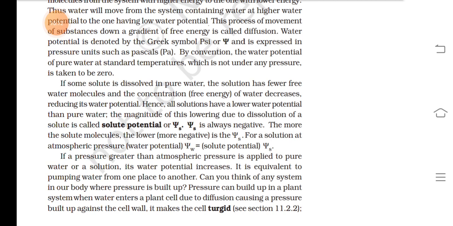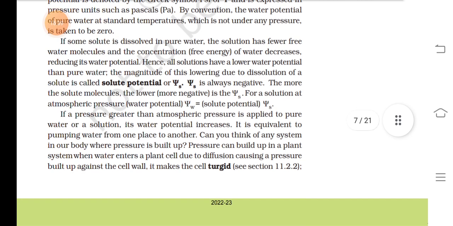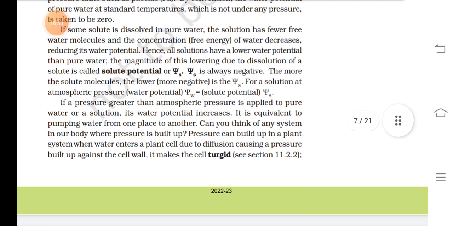The magnitude of this lowering due to dissolution of a solute is called solute potential or psi s. Psi s is always negative. The more the solute molecules, the lower, more negative, is the psi s. For a solution at atmospheric pressure, water potential is equal to solute potential. If a pressure greater than atmospheric pressure is applied to pure water or a solution, its water potential increases. It is equivalent to pumping water from one place to another.